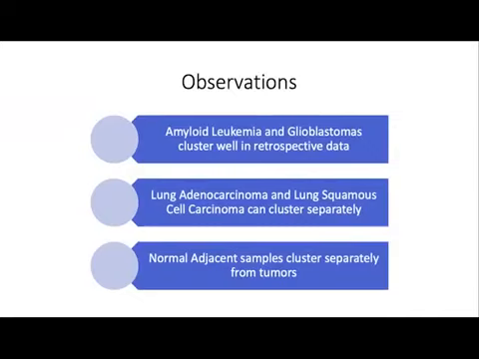My observations from my runs on retrospective and pilot data were that amyloid leukemia and glioblastoma are two tumor types that cluster well based on microRNA expression. I also saw that lung adenocarcinomas and lung squamous cell carcinoma can cluster separately despite being from the same type of organ. And finally, that normal adjacents cluster separately from tumor samples.